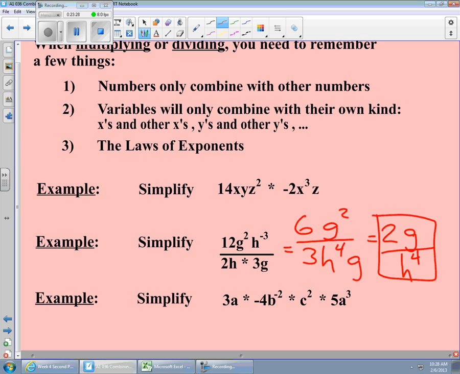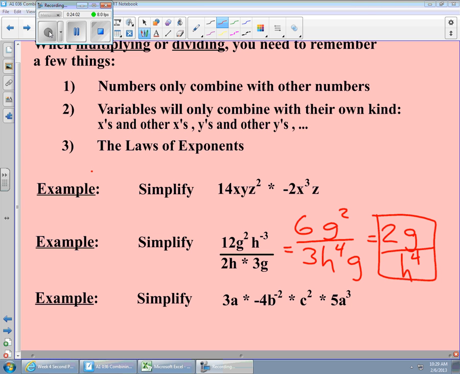Let's look at one more. Okay, let's take a look at this one. We have 3a times negative 4b to the negative 2 times c squared times 5a cubed. Lots of stuff going on in there. But let's just work through it. With multiplication and division, numbers want to combine with other numbers. Let's take a look at our coefficients. 3 times negative 4. What's 3 times negative 4? Negative 12.